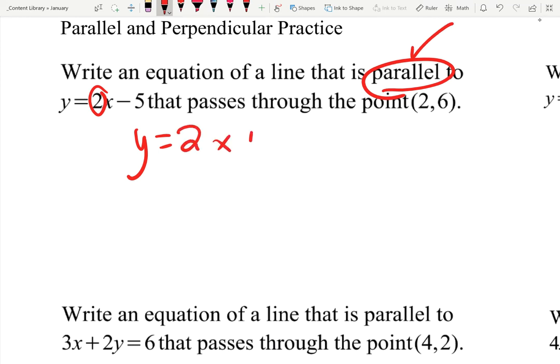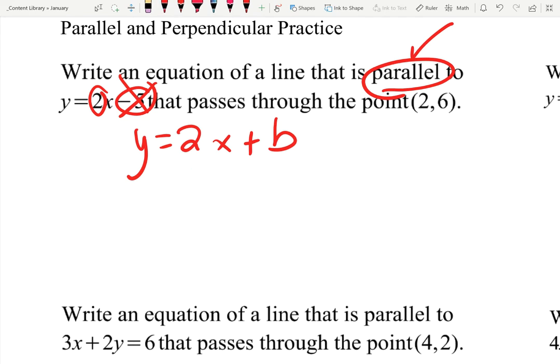So it's going to be y equals 2x plus b. Now, I'm writing plus b because I don't know what the y-intercept is. You can tell that in the original problem, the y-intercept is -5, but that's really meaningless to me because my equation is going to be a different equation. So I don't know what my b value is, but I do know that the slope is 2.